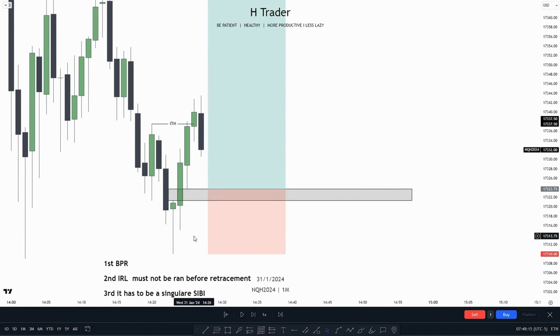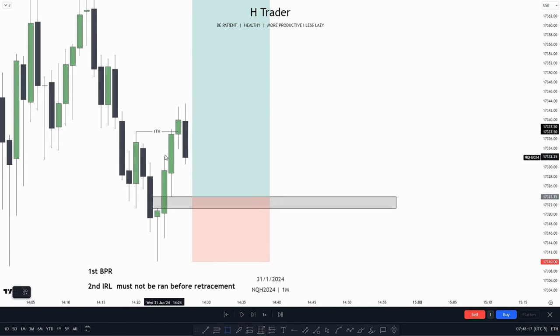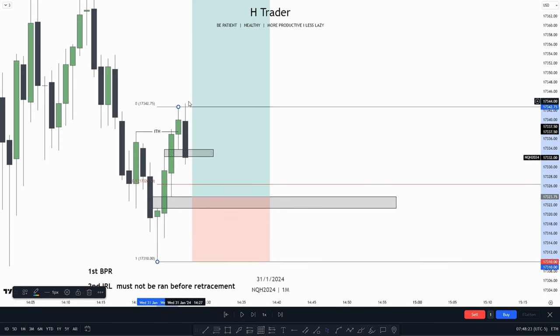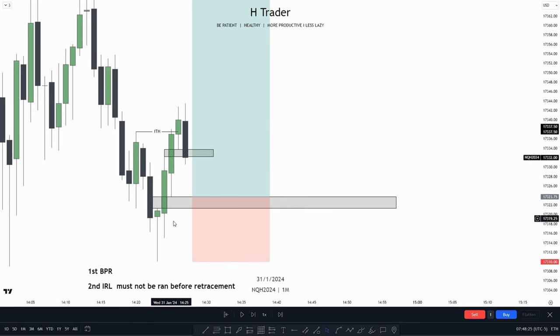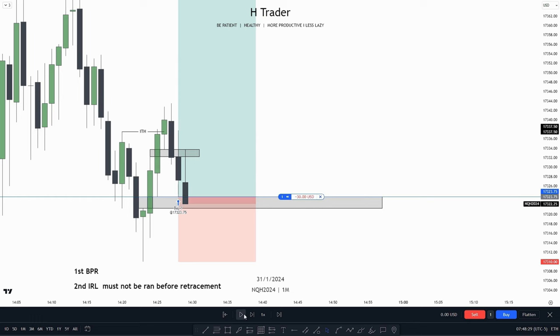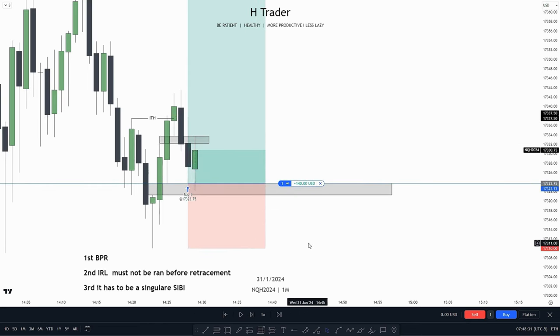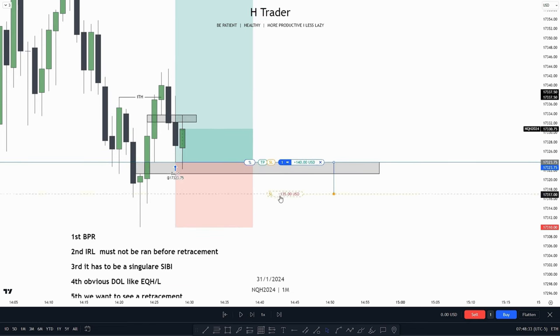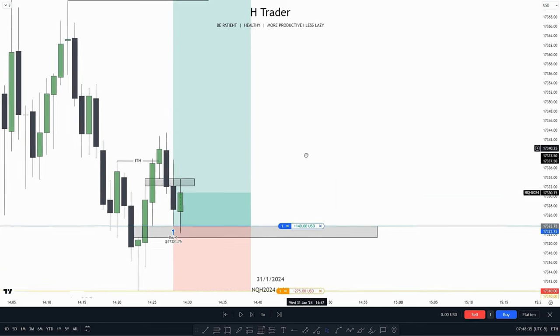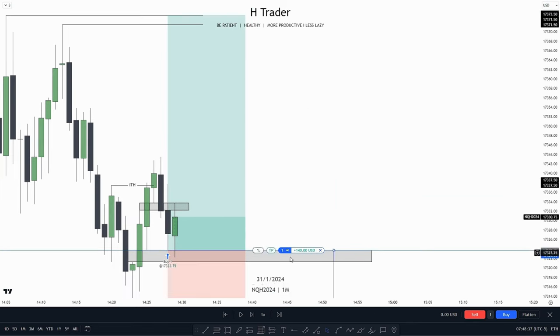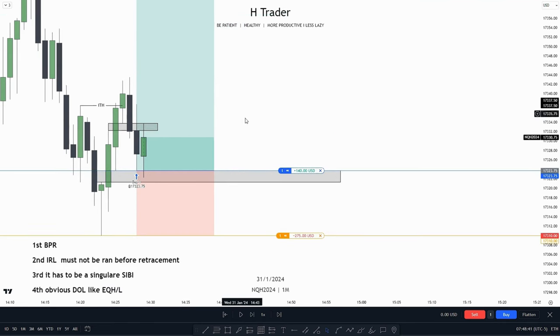And if you see price is starting to move lower, overlapping this busy right here, but this busy is also within a premium, so it doesn't matter. Right here we see that we get the retracement down into the balanced price range, so then we put our stop loss at this low and target the equal highs or relative equal highs up here.